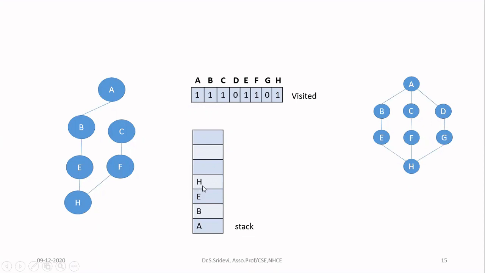Now I have to check the neighbors of H. So check the neighbors of H. You have E, F and G. Check whether all have been visited or not. Go here, E is visited, then F is visited, but G is not visited. So you have one neighbor of H which is not visited. So you can go and visit it.